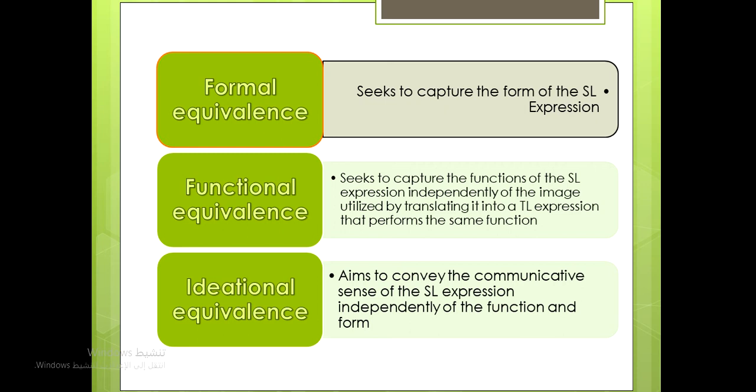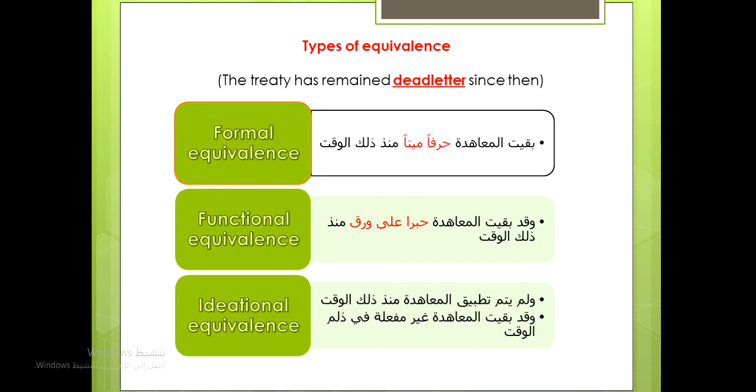The difference between functional and ideational is that functional captures the function regardless of the form. However, in ideational, there is manipulation, or there is a change in the function and also the form. Let's see this example so we can understand the 3 different types more clearly. We have here the source sentence, which is: the treaty has remained dead letter since then.